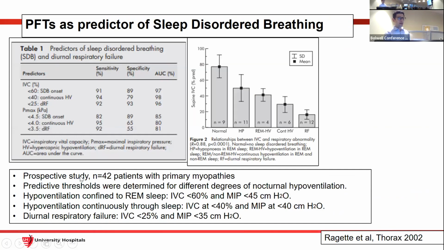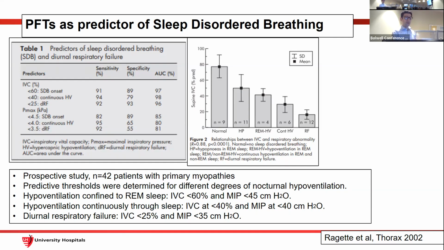And so here's, for instance, this is not an ALS, but this is sort of an all-comers on primary myopathies. This is a study of 42 patients. They looked at predicted thresholds to determine different degrees of nocturnal hypoventilation. And what they found was that if your inspiratory vital capacity was less than 60 and your MIP was less than 45, then that would lead to hypoventilation confined to REM sleep.